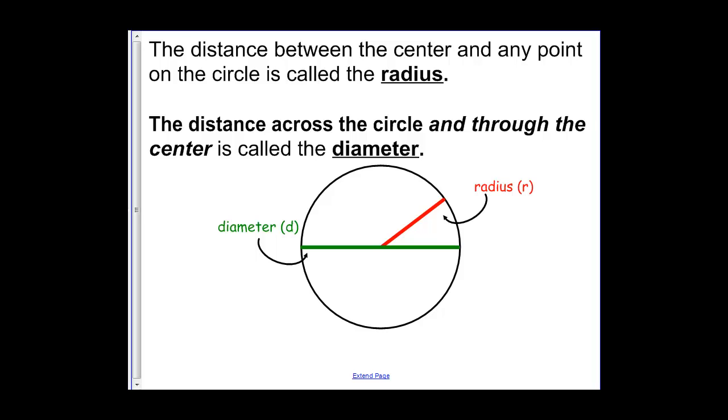Remember, radius is half of the diameter because radius just goes from the center of the circle to any point on that circle, whereas diameter goes all the way across the circle and through the center. So diameter, remember, is twice the radius, and we've used that in a couple different ways in the formulas. But that's something that we should already have in our notes and should have a pretty good handle on.